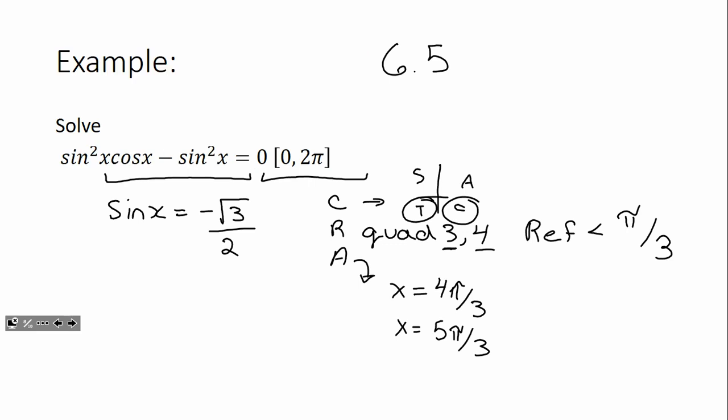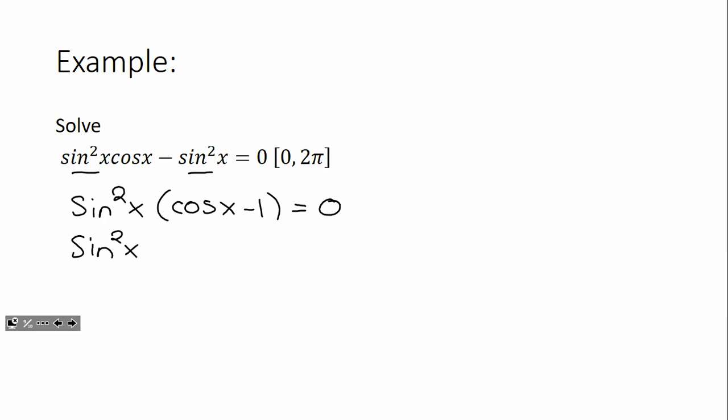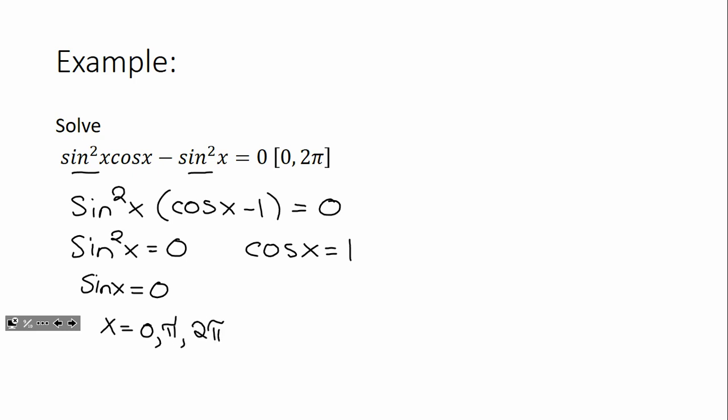We could do one that involves factoring. So here you can see that we have a sine squared that's common to both terms. So I'm just going to factor out my sine squared x. I'm left with cos x minus 1 equals 0. What that means is sine squared x equals 0, or sine x equals 0 if I square root both sides, and cos x equals 1. So where does sine equal 0? Well, that's going to happen at 0, pi, 2 pi. It's included in my domain, so those would be my three solutions for that one.